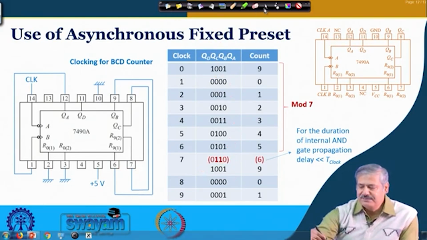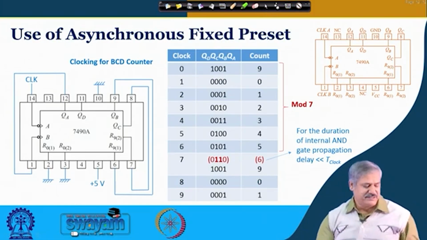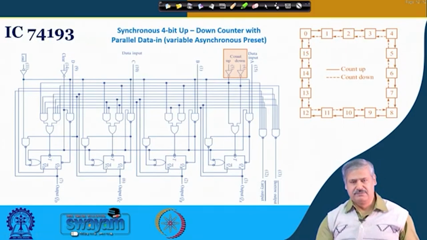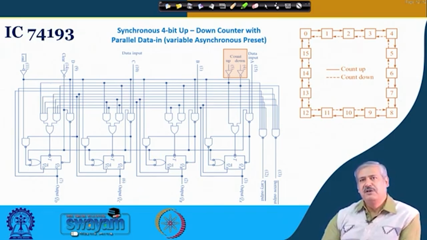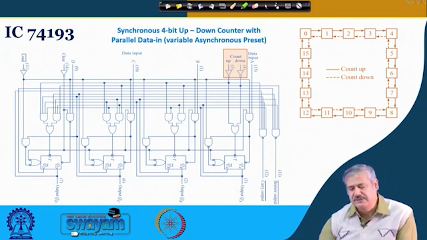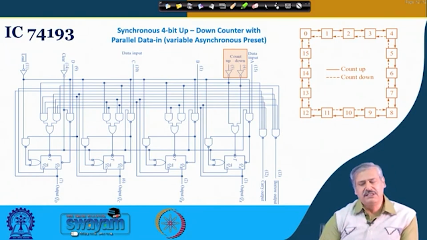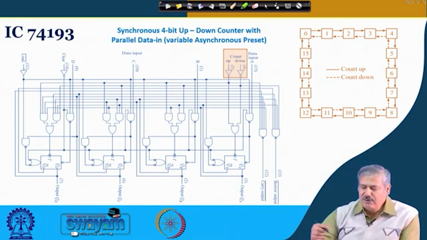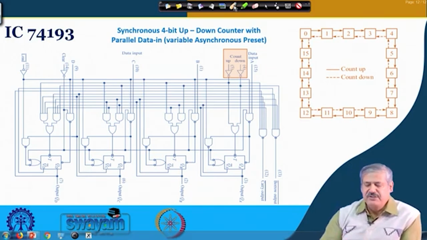Now, we look at another IC where some such preset is there, but that is a variable preset. Here there was a fixed preset. So, here we have got variable preset, that means we can load numbers other than 1001. 1001 is possible, any other number, that we shall see how it works. Okay. So, this is IC 74193.